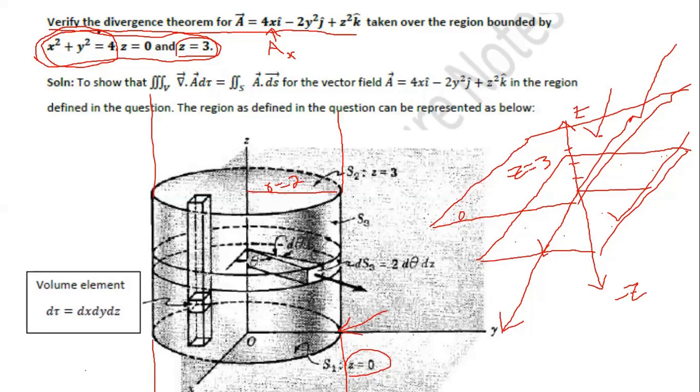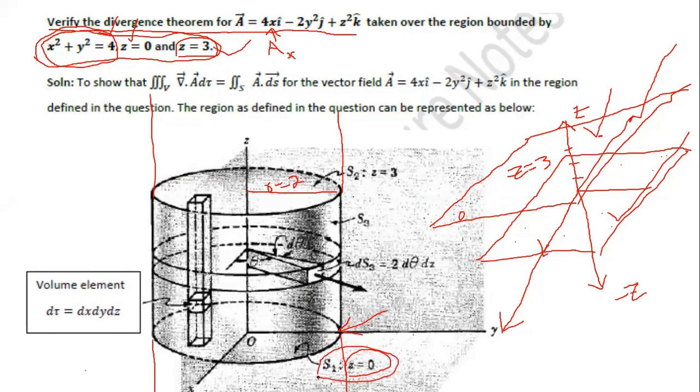Bounded by this, that is x squared plus y squared equal to 4, and also bounded by the z equal to 3 surface. So the z equal to 3 surface here is the top surface. You assume that there is a flat surface cutting the infinite cylinder. So now we have one surface here called S1.